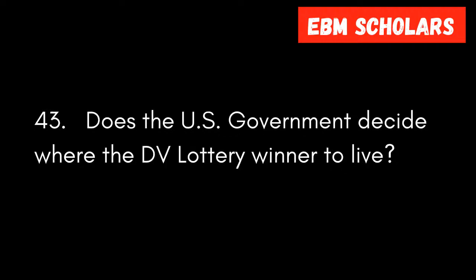Question number 43. Does the US government decide where the diversity visa lottery winner lives? No, it doesn't decide that. If you win, you are the one to choose where you want to go. But the majority of people choose where to live depending on where they're going to get a host. And once you arrive here, you can arrive today and tomorrow you can move to another state, you can move to another city, you can move to another address.